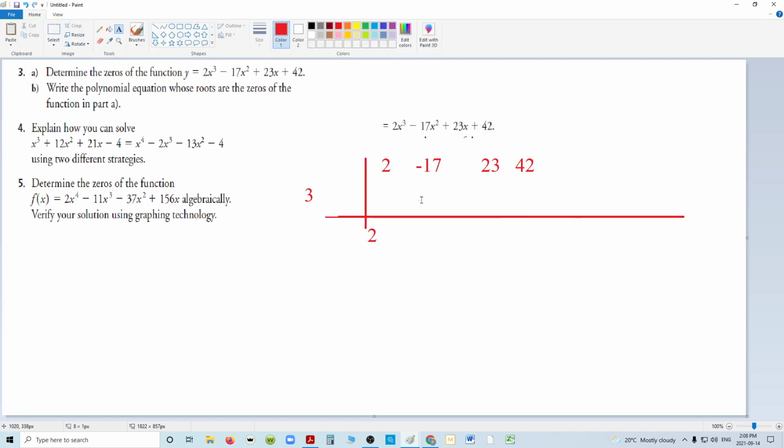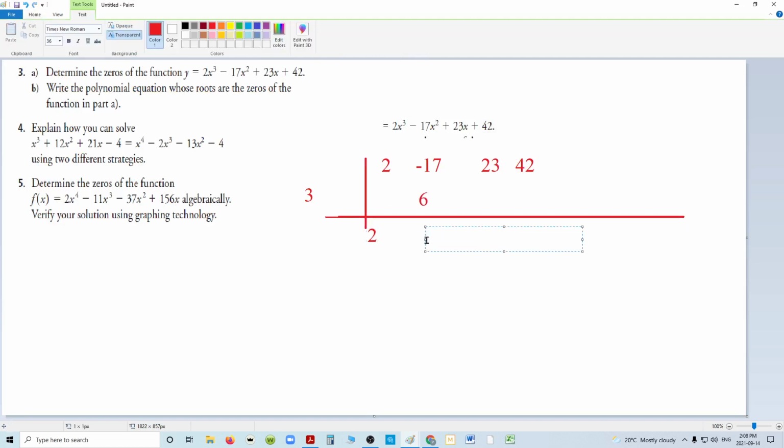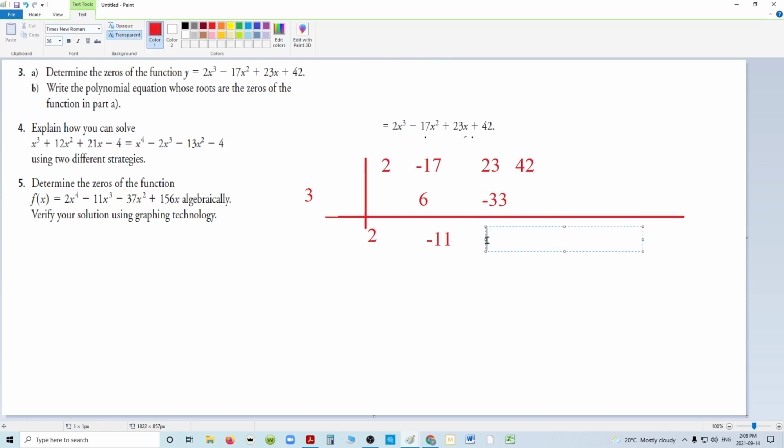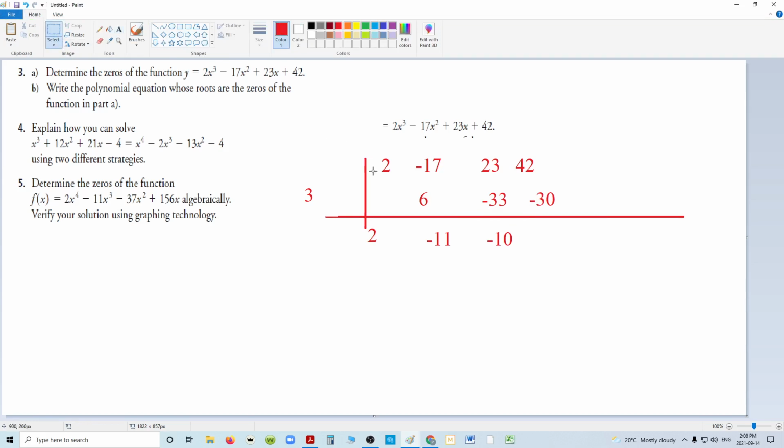So bring down the 2 times 6, 3 is 6. Add them together, minus 11. Multiplied by 3, minus 33. Which makes sense because we're going to need a negative number in the final one to get anywhere. And we get minus 10 when I multiply by 3, minus 30. So very close with the 3. Let's jump to 4.